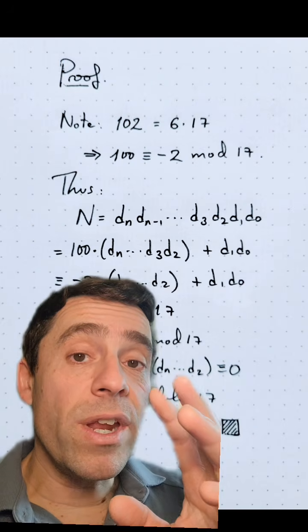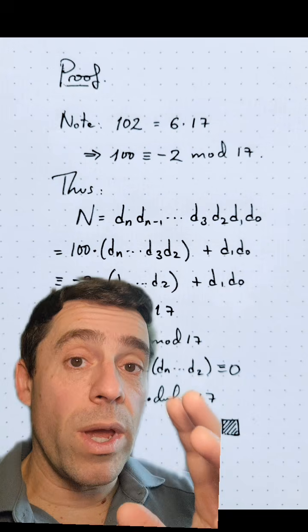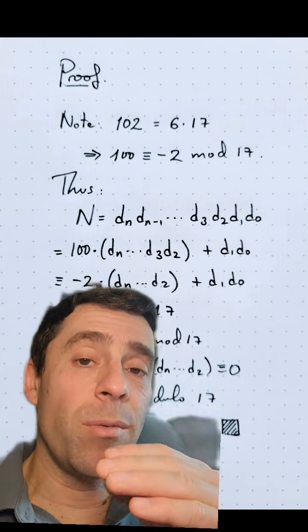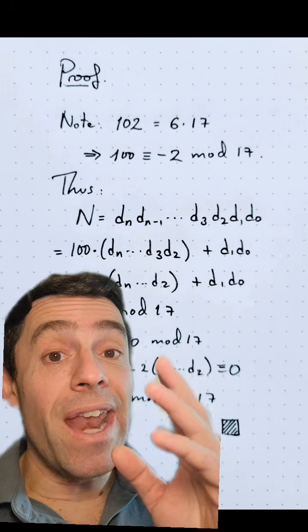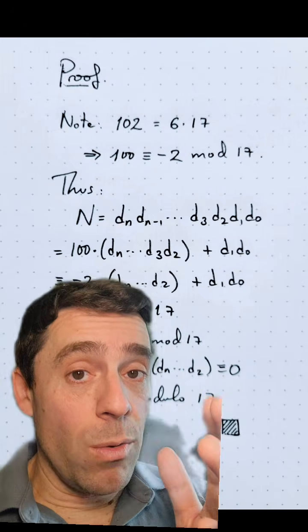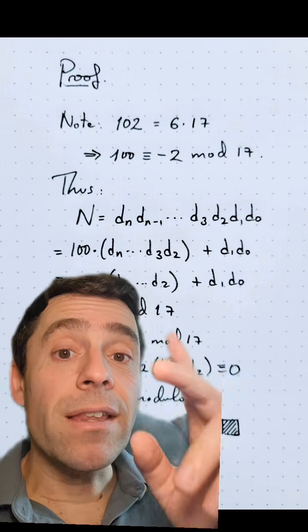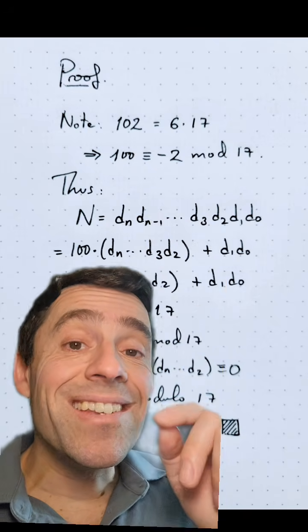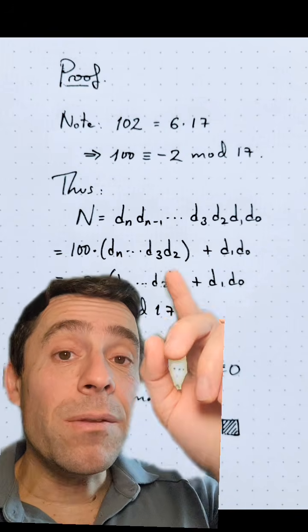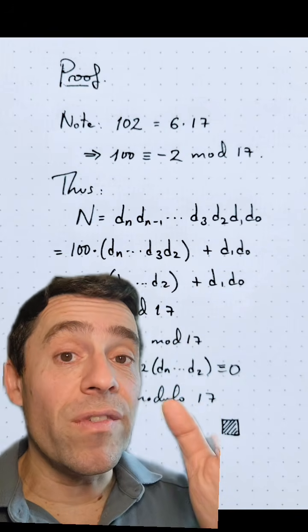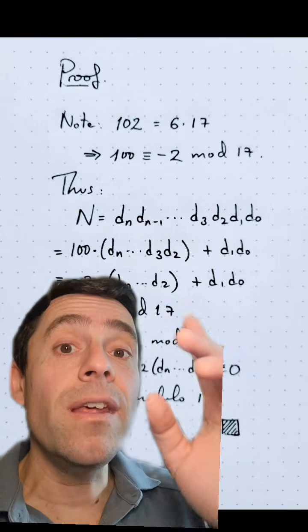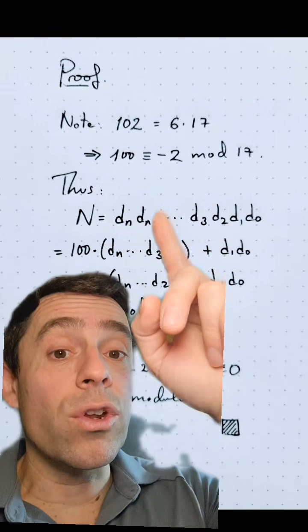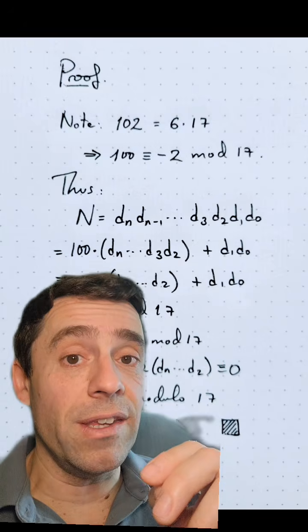The two basic ingredients of the proof are the following. First of all, a number is divisible by 17 if and only if the number is congruent to 0 modulo 17. And second, 102 is 6 times 17. That means that 102 is a multiple of 17, so it is 0 modulo 17, and that means that 100 is congruent to minus 2 modulo 17.